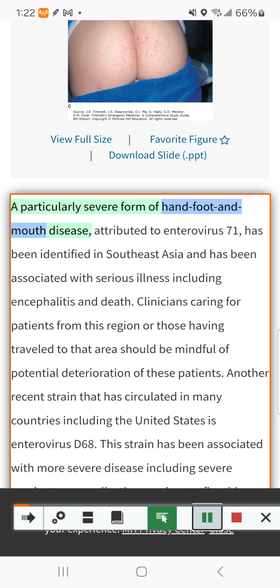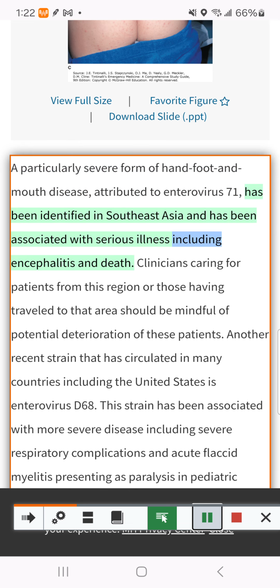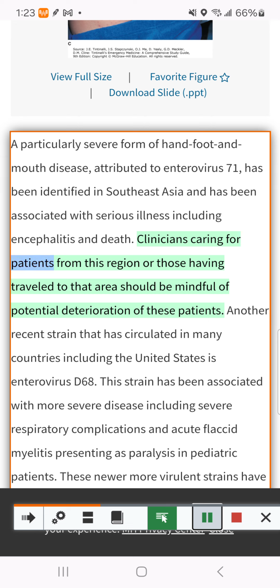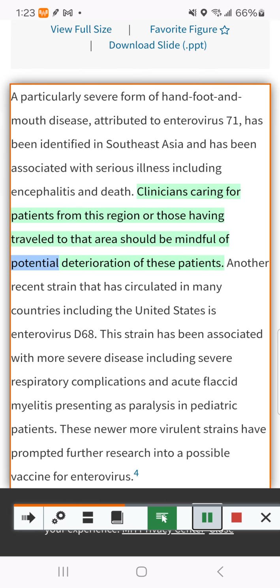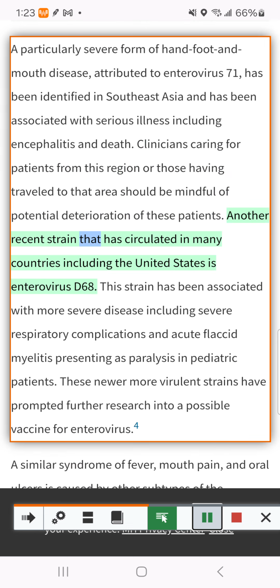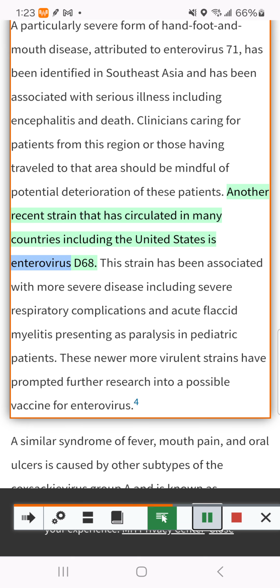A particularly severe form of hand, foot, and mouth disease, attributed to enterovirus 71, has been identified in Southeast Asia and has been associated with serious illness including encephalitis and death. Clinicians caring for patients from this region or those having traveled to the area should be mindful of potential deterioration of these patients. Another recent strain that is circulated in many countries including the United States is enterovirus D68.